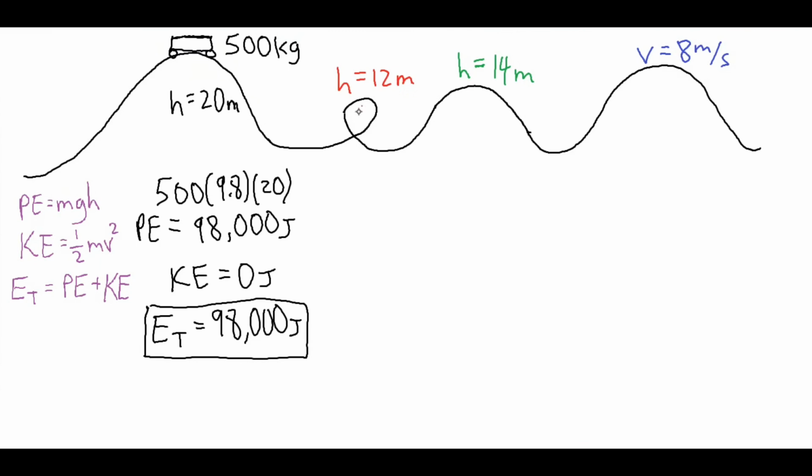So for this one, we know the height is 12, so we're going to do a similar calculation. We're going to take the mass of 500, our g value, which is always 9.8, and our height of 12. Again, we just toss that into our calculator, and we get an energy of 58,800 joules for our potential energy.